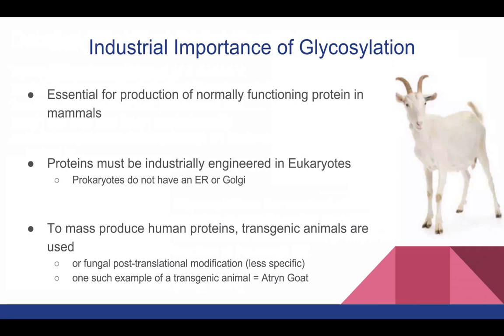To mass-produce human proteins that have undergone this form of post-translational modification, transgenic animals are used. That is, if fungal post-translational modification is not specific enough. One such example of a transgenic animal is the Atrin goat, which produces a human anticoagulant in their milk.